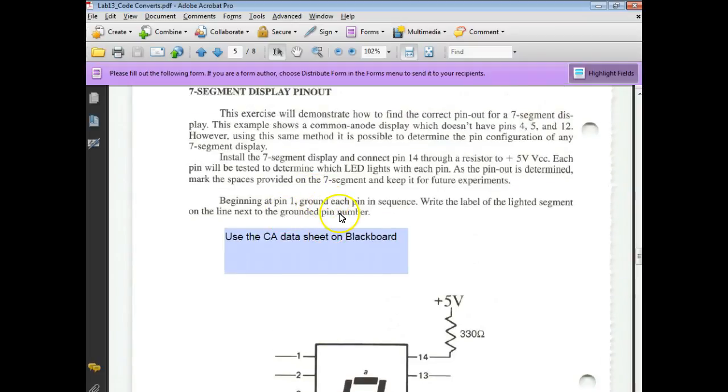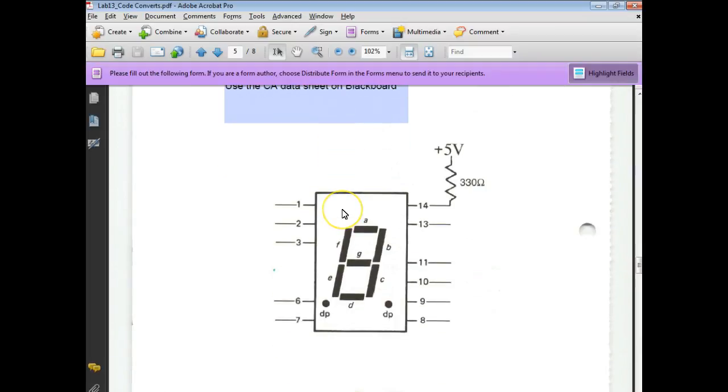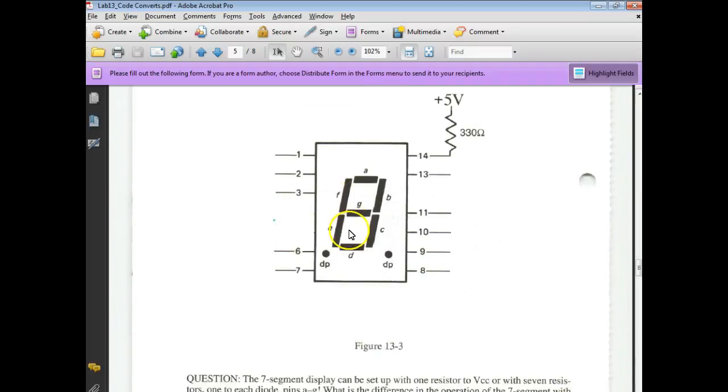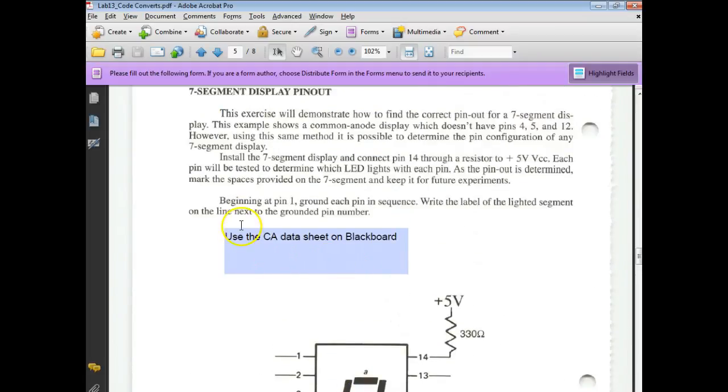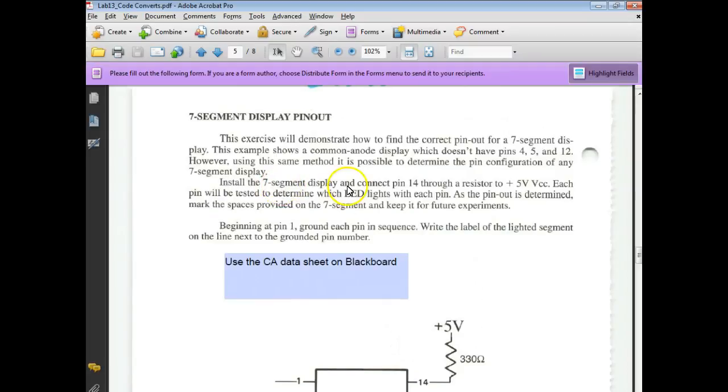Oh no. What they wanted us to do, guys, and the circuit's going to tear down anyway. So let's go back to this step right here. I was wrong. It says install the 7-segment display and connect the 14 pin to this resistor. The pins will be tested to determine if each pin is determined. We'll do this a lot too.